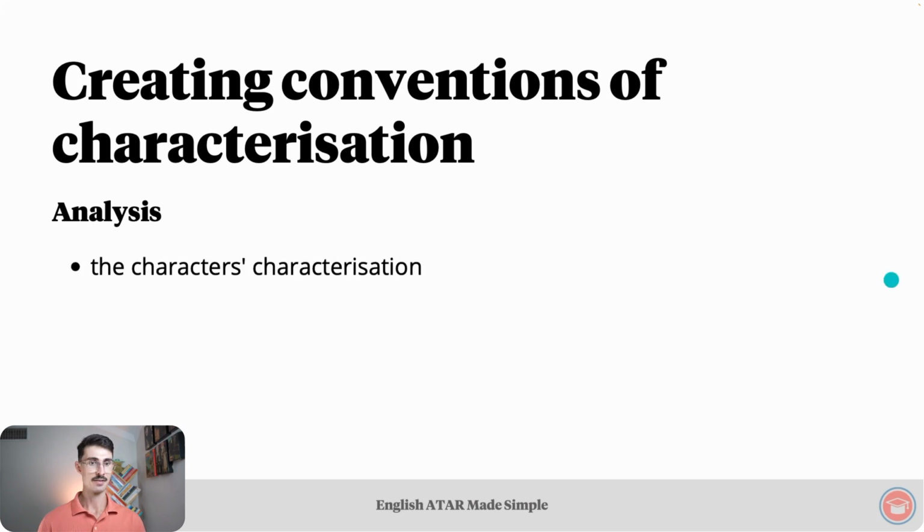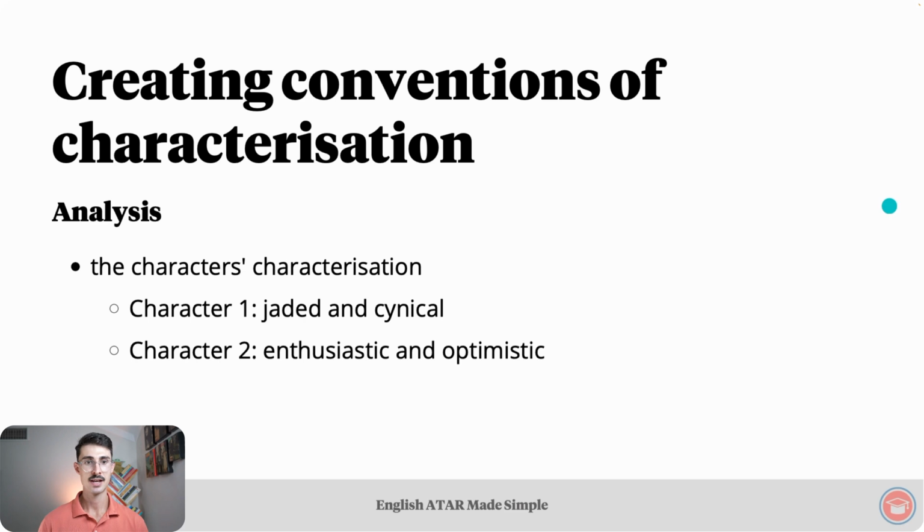Our analysis. Firstly, the characters' characterization. Notice the plural characters. Character 1, we could say, is jaded and cynical. Character 2, we could say, is enthusiastic and optimistic. By the way, this is assuming that the story is taking place in the atypical setting of a prison.